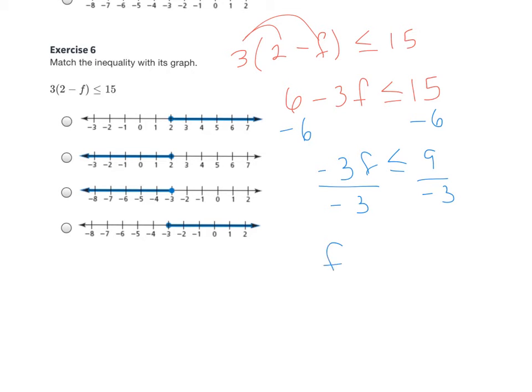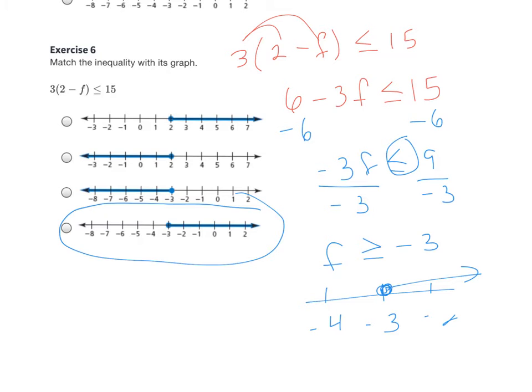That's going to give me f. Because I divided by negative, we have to flip the inequality. 9 divided by negative 3 is negative 3. Our target would be negative 3, negative 4 to the left, negative 2 to the right, closed circle, going to the right. So that bottom one right there.